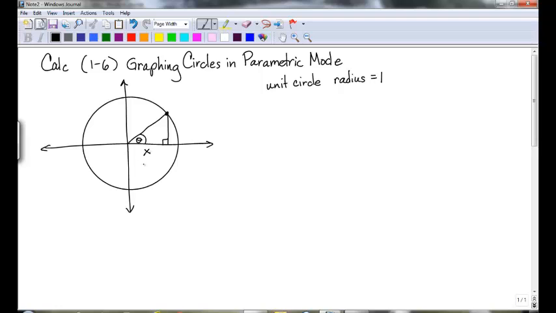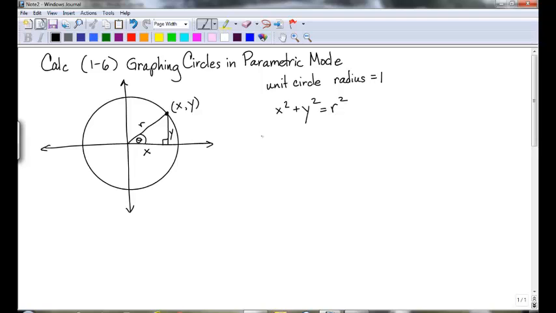Label this distance as x. This distance is y. And this distance is r, the radius vector. This ordered pair then would be (x, y). And Pythagorean theorem says x squared plus y squared equals r squared. In this case we could substitute in 1, and you could solve for y and graph that. It's going to be a circle with a radius of 1.